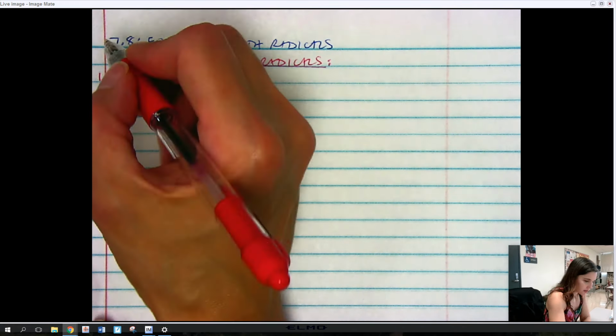So step 1, is your radical isolated? Yes, it is, because we have the square root equal. So we're good with step 1. So now step 2, how do you get rid of a square root? Well, to get rid of a square root, you have to square it. So we're going to square the whole left side and we're going to square the whole right side. So what happens when you square a square root? They cancel each other out, and 9 squared is 81.